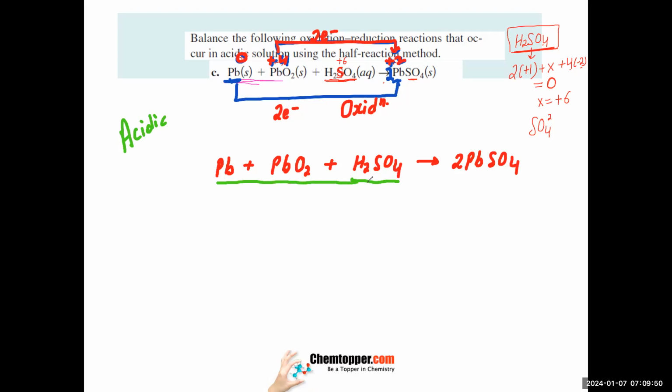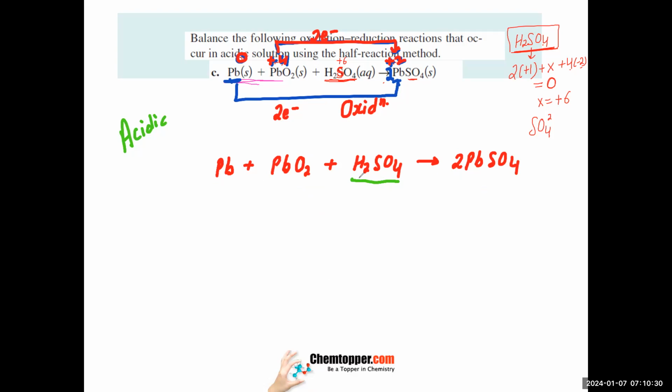How much charge on this side, children? Total charge on this side. What is the charge on Pb? It is 0, yes. What's the total charge on this side? Is again 0. Do I need to balance the charges by adding H plus? No. Charges are equal, right? Okay, charges are equal. So now I'm on the next step, balance hydrogen by adding water.